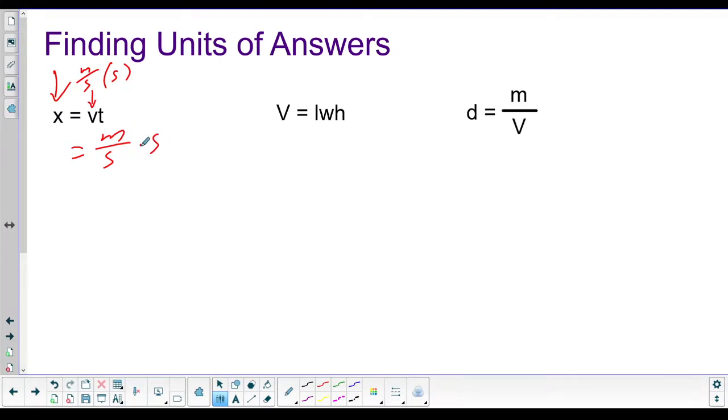When we multiply, you multiply the tops together. So meters times seconds is meters seconds. And then seconds times 1 is seconds. The seconds cancel, and we get just meters.